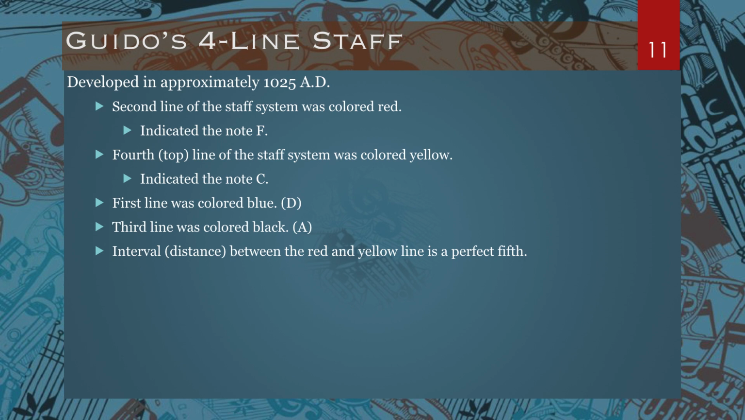Not a lot of people know that, but every line could actually be colored. In a lot of scores, only the second and the fourth line maintained their coloring. But in fully produced scores, you also had a blue and a black line. So the interval distance between the red and the yellow line is a perfect fifth, as I've said, and you're going to find out why that is so important when we begin to talk about the overtone series in chapter 8.